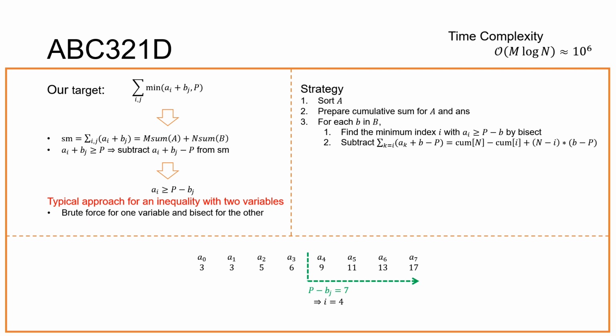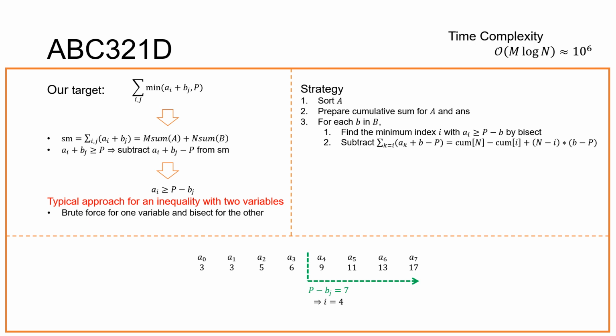To be precise, for each i and j, if a_i plus b_j is at least P, then we subtract a_i plus b_j minus P from the sum. Here we get an inequality with two variables, and we have a typical approach for it. I'll introduce you. That is, we should do a brute force search for one variable and do bisect for the other.